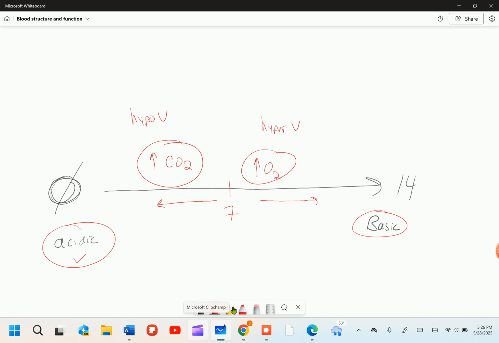So as a result, we have built-in buffering systems. A buffer is what resists acidity. So our kidneys are a buffer, our respiratory system is a buffer, and blood itself, there's different components within blood that is a buffer to acidity. So our body does spend a lot of time keeping us relatively neutral, resisting acidity.